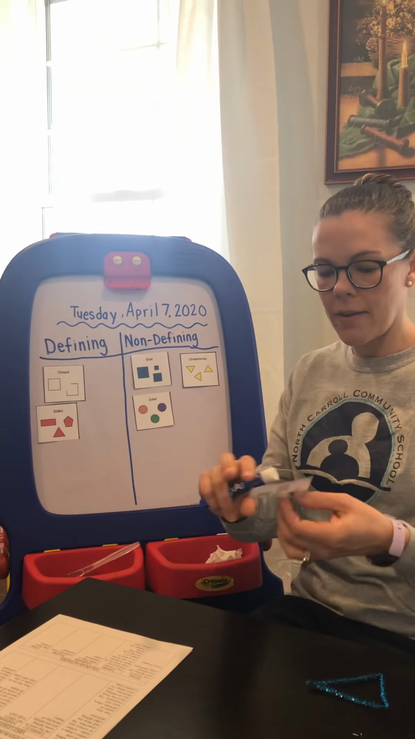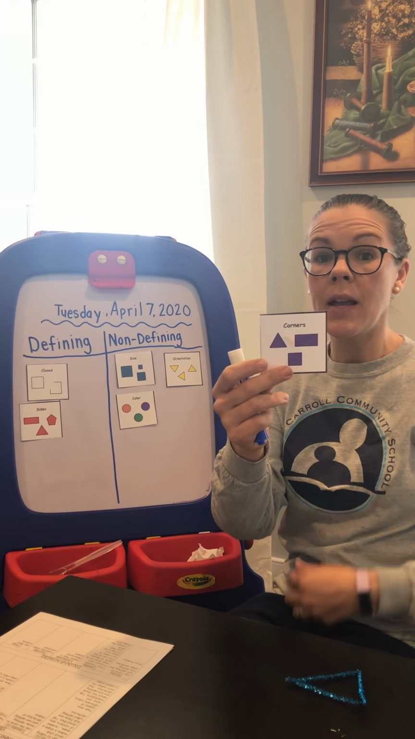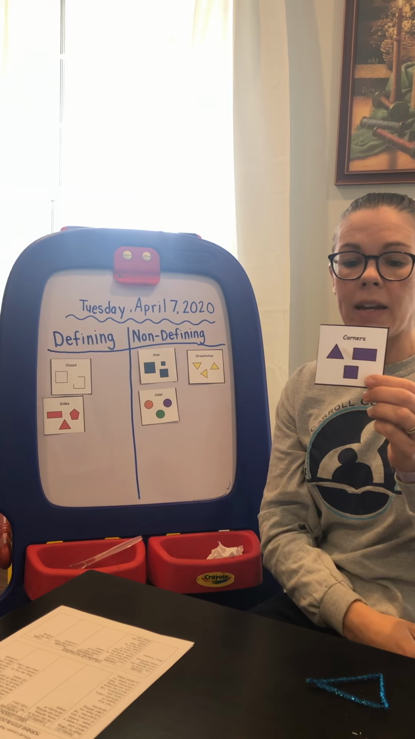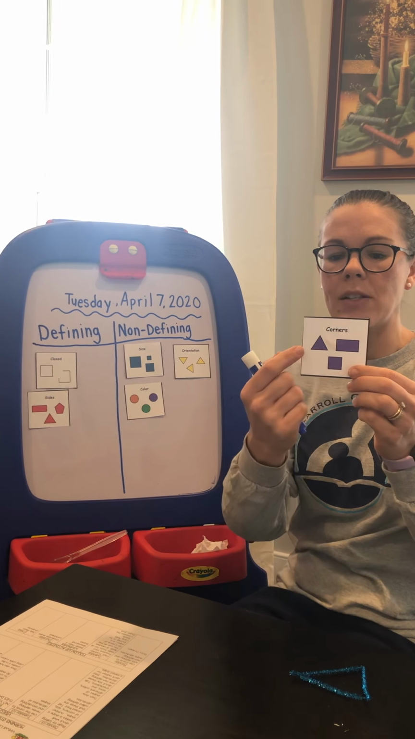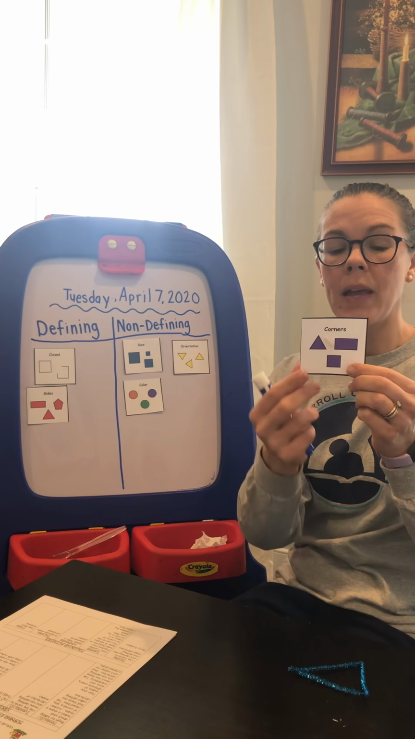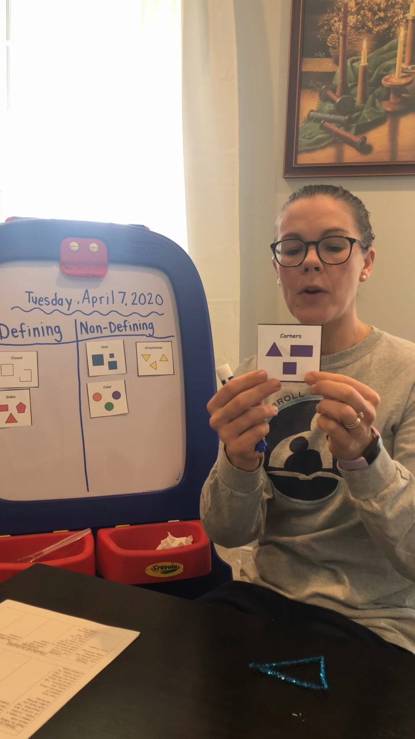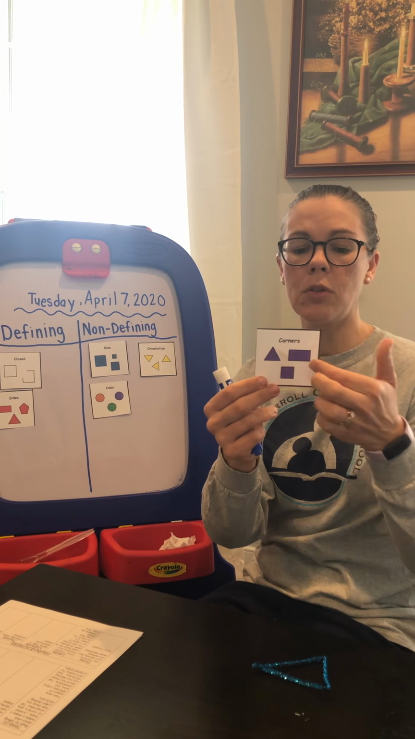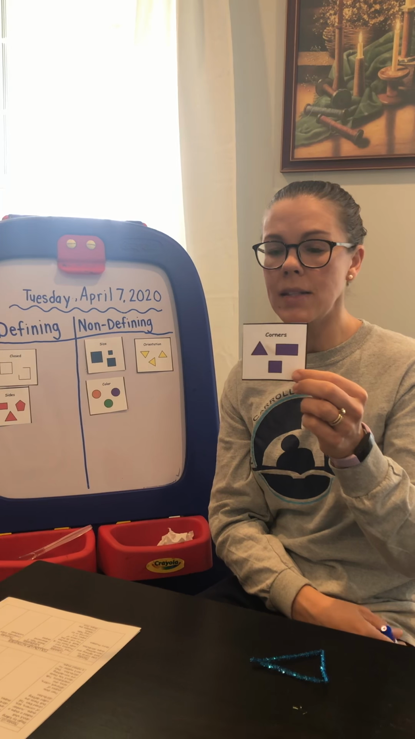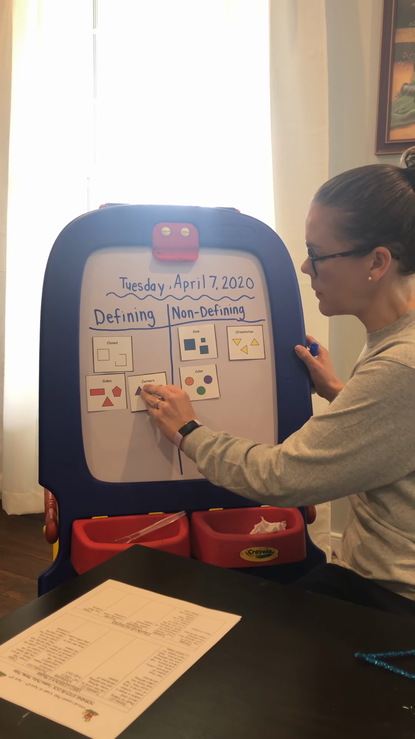And last we have corners. So you can see I have 3 different shapes on here. I know these 3 shapes because of the defining attribute of how many corners it has. So 1, 2, 3, 1, 2, 3, 4, 1, 2, 3, 4. Even though squares and rectangles have the same number of corners, we remember that what defines a rectangle is its 2 long sides and 2 short sides. So the number of corners a shape has is considered a defining attribute. So we're going to put that over here.